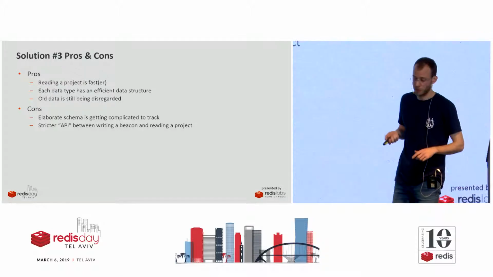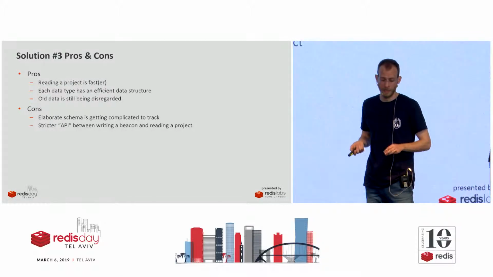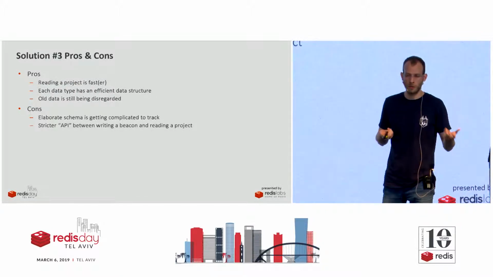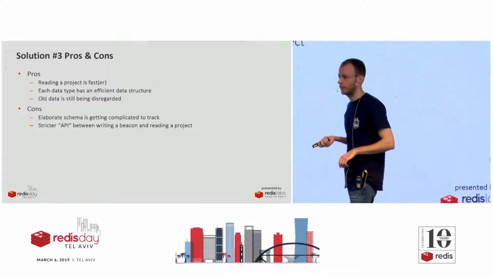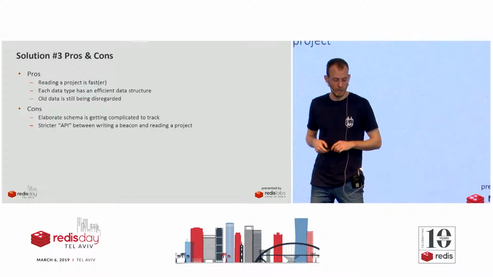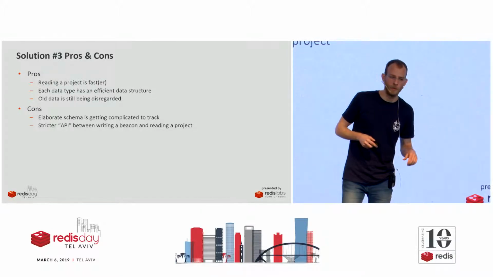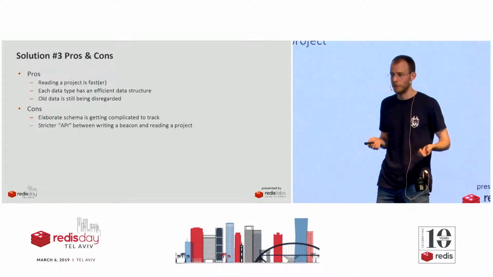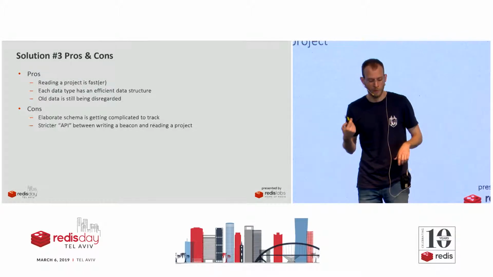So now reading a project is significantly faster. Each data type is pretty much optimized in its own data structure and makes sense for us to store it, and all data is still being discarded, so we won't get too much data in our Redis instance and nothing will get overflown.